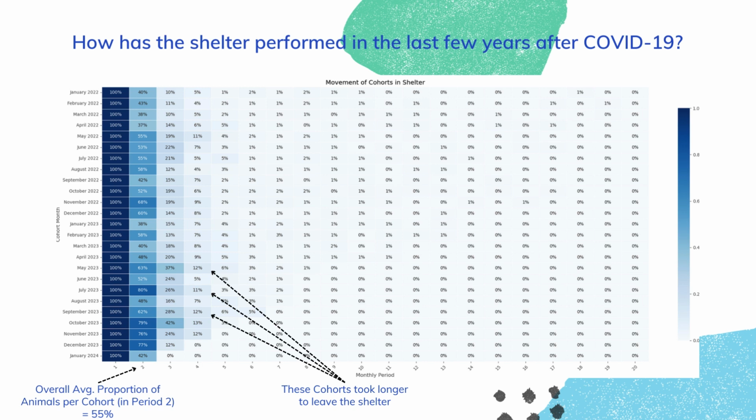Now, there are also cohorts that took longer to move through the shelter generally, beyond a 4-month period. Those are worth further investigation in the future, so this is just another perspective that a shelter can look at to improve its overall performance.